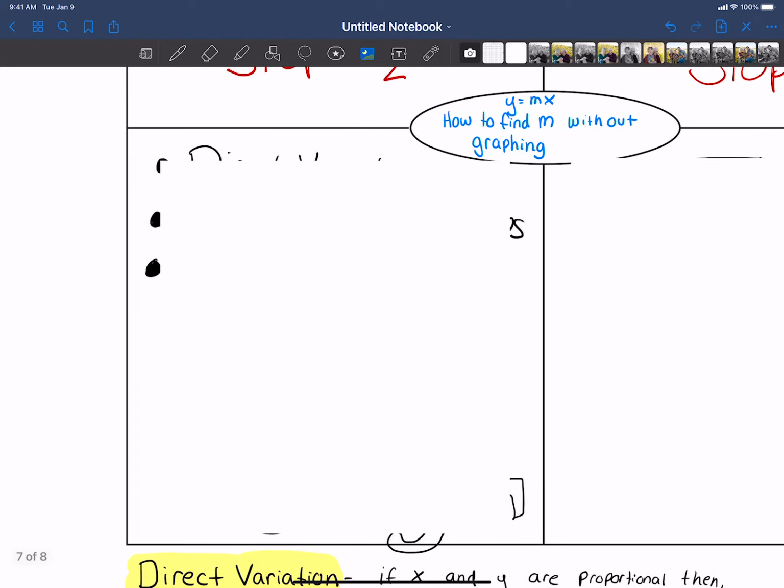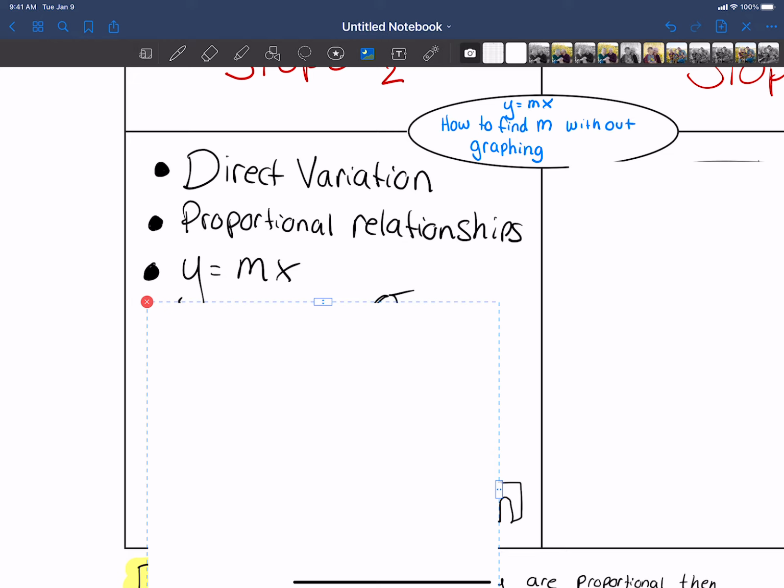Direct variation is the same as a proportional relationship, which is the same as y equals mx. Would you guys all agree with that? Those three things are the same thing. I think that's why this lesson gets so confusing, because it uses all these different words, equations, and thoughts for just one single thing. All of this is direct variation, right?